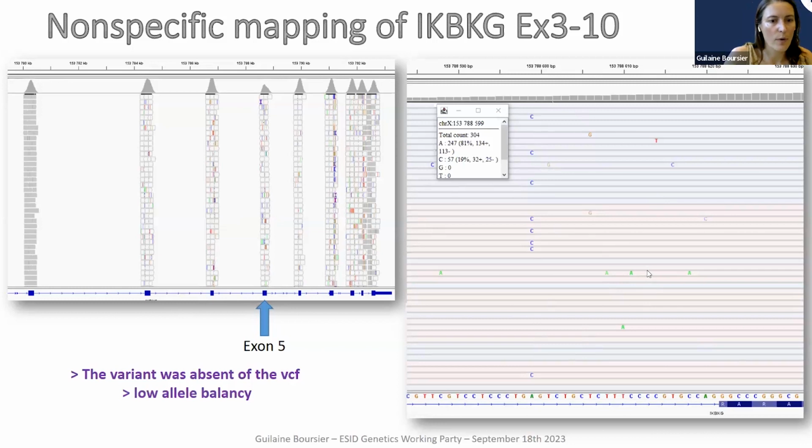And moreover, the variant was absent from the VCF because these reads were not included in the variant calling. And with a low allele frequency, you can see here it is 19% for this variant, because there are the gene and the pseudogene, so this dilutes the number of reads.